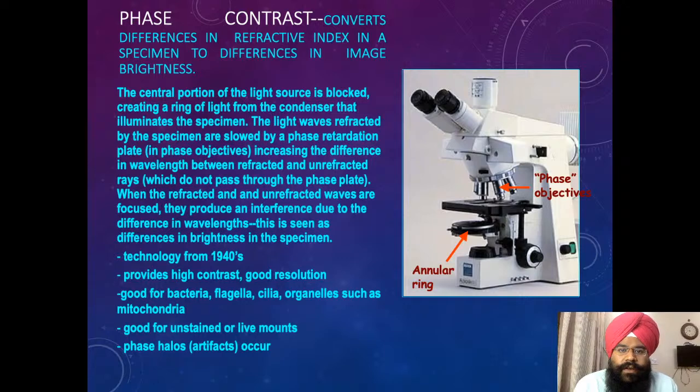Then comes the phase contrast microscope, which converts differences in the refractive index in the specimen to differences in image brightness. The central portion of the light is blocked in this case, creating a hollow cone of light from the condenser that illuminates the specimen. They also provide high contrast and good resolution, good for bacteria, flagella, cilia, and organelles such as mitochondria, and good for unstained or live mounts. So in the phase contrast microscope you have phase objectives here, and you have an annular ring at the bottom.